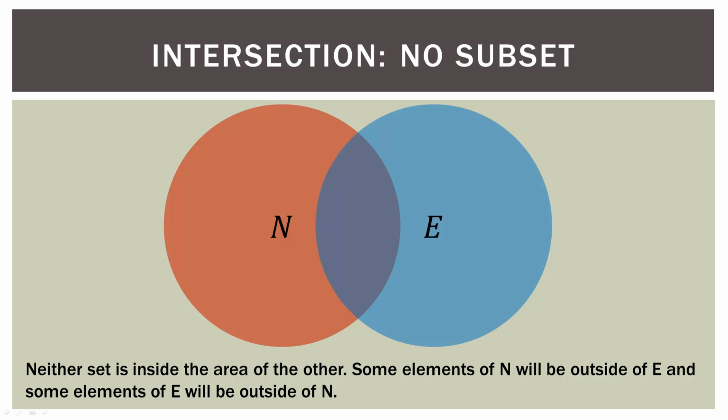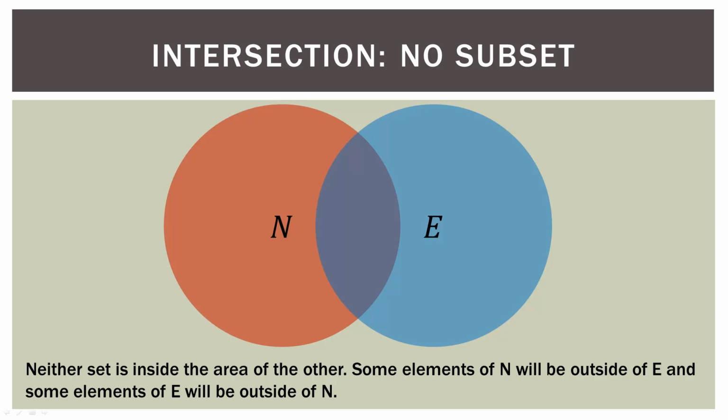There will be some elements of N that are outside of E. If you look at the diagram here, everything in the pure orange color is only in N. Now there will be things that are in E but outside of N. The part of the diagram that's just blue, those things are just in E. But what about the middle part, the purple where the colors come together? Well, that is our intersection. Anything in that area belongs to both sets.